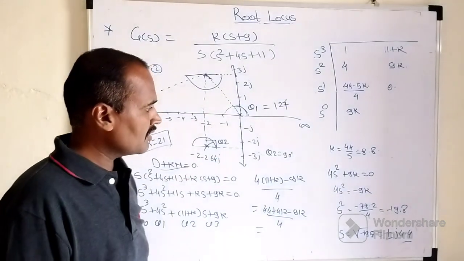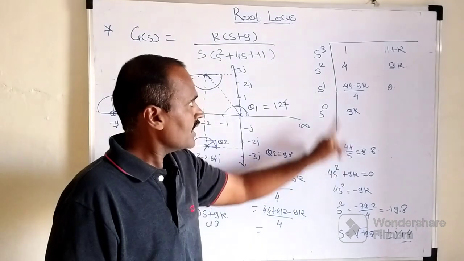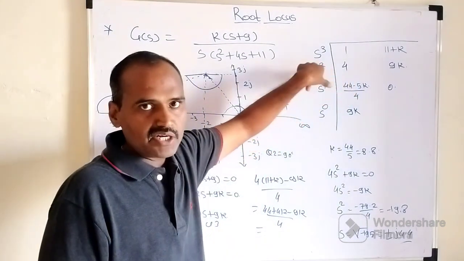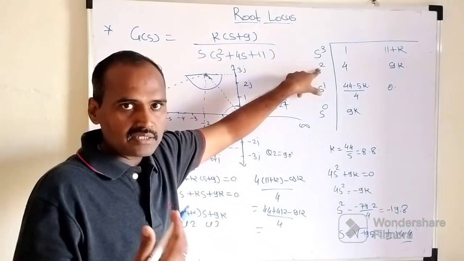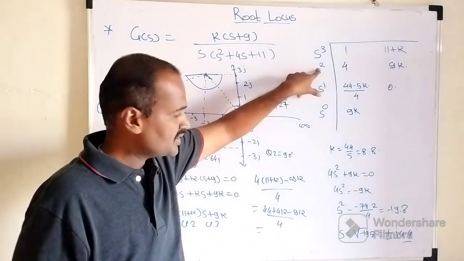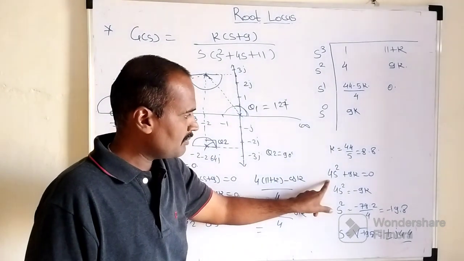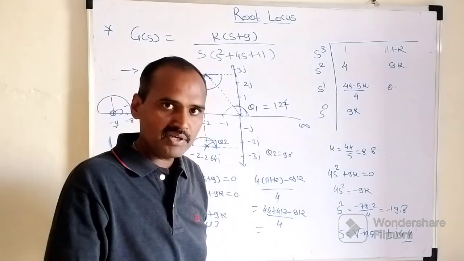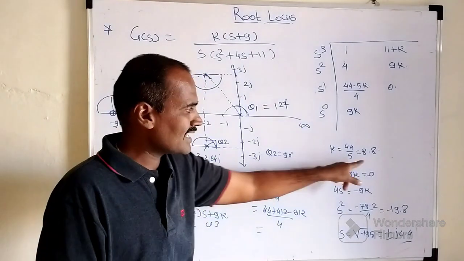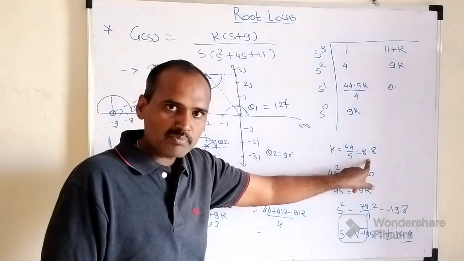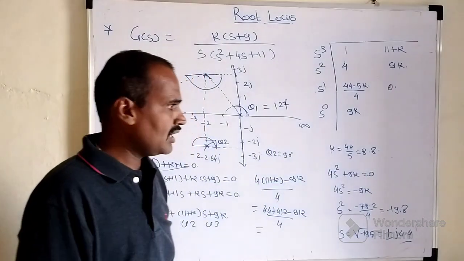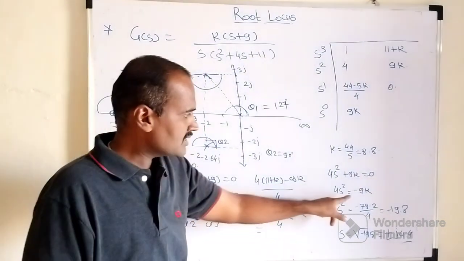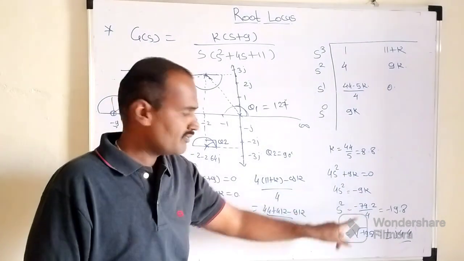So the auxiliary equation will become what here? 4s square plus 9k, here s raised to 2. The previous even element is nothing but what? S raised to 0. So your auxiliary equation will become 4s square plus 9k equals 0. As we know, the marginal value of this k is exactly equal to how much? It is 8.8. So from this marginal value, 4s square equals minus 9 times k.